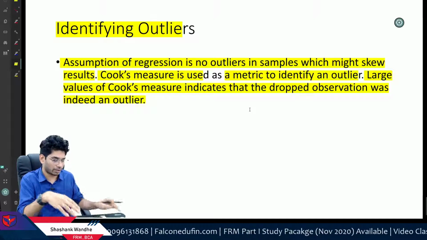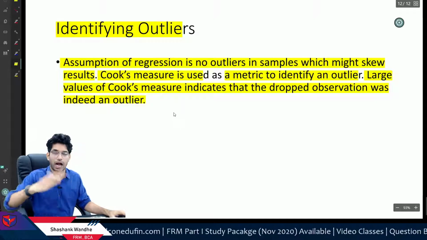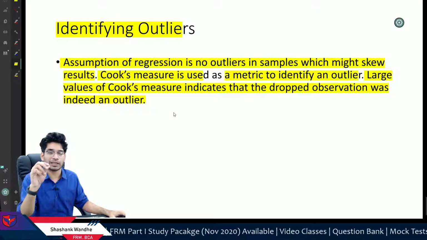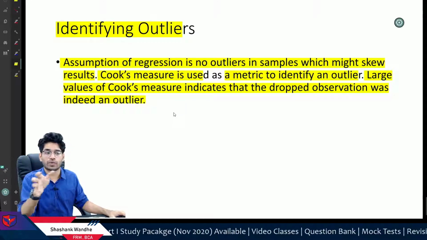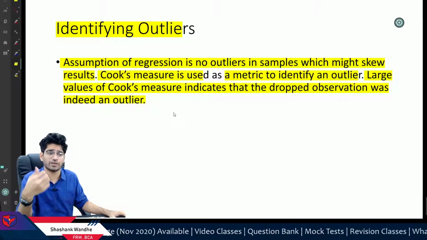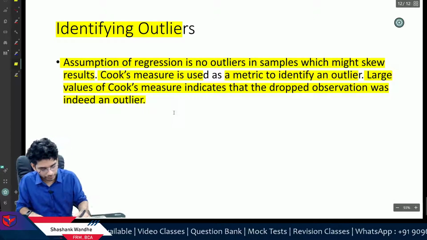Here in this calculation, you have to simply remember that outliers are a problem in the regression equation. Outlier observations are the problem. If you have an outlier, you will go with Cook's measure. Higher Cook's measures mean that the dropped observation was indeed an outlier. So these are the three things you are supposed to remember.